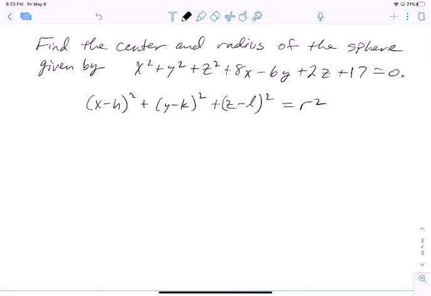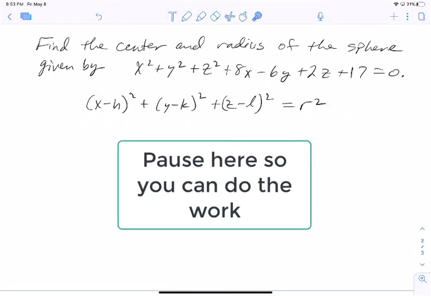What I'd like for you to do is go ahead and pause the video, complete the square on x, y, and z, and come up with the answer to the question, which is the center and the radius.